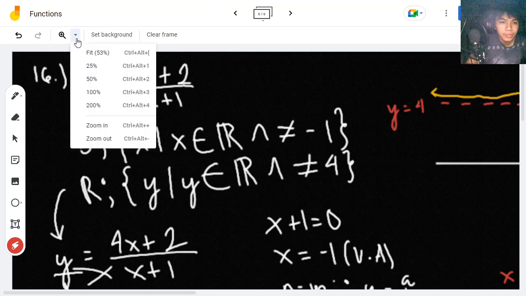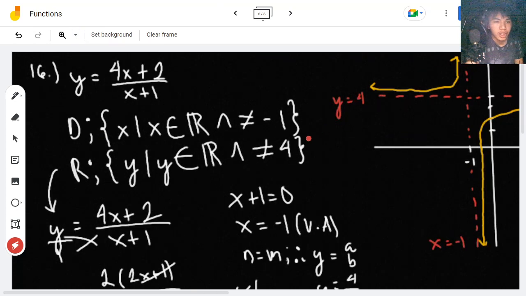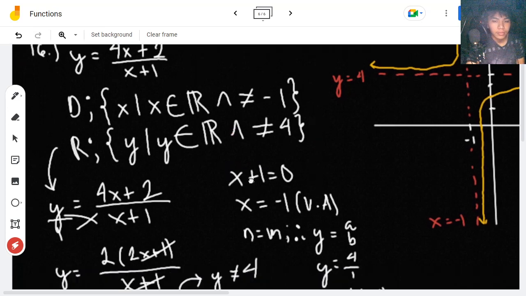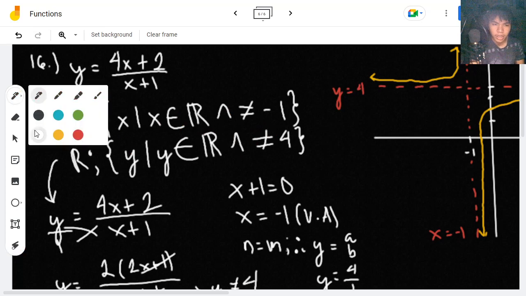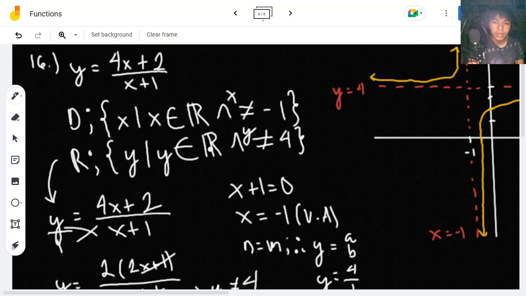Okay, now we have another transformation of the function 1 over x. We've been doing a lot of rational functions. So it's y equals (4x plus 2) over (x plus 1). As we can see, the domain is the set of all real numbers, or just read it as x such that x is an element of all real numbers except x cannot be equal to negative 1, since that will give you a 0 in the denominator, and we all know.